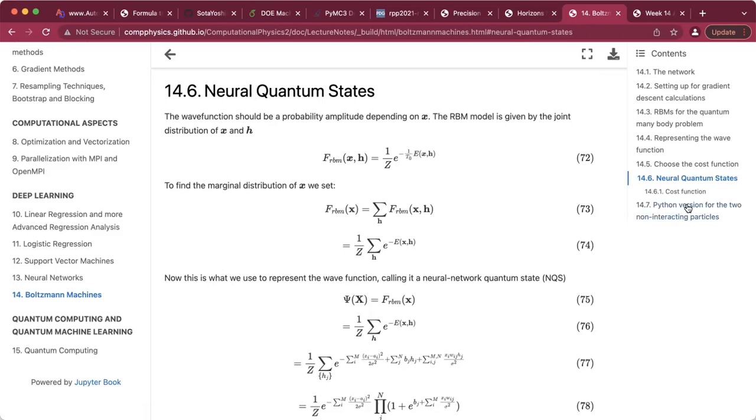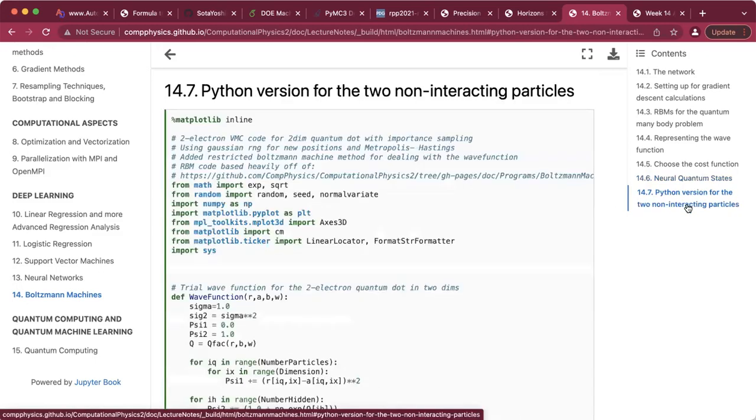And then take a look at the Python code here and go back to your project 1 and replace the trial wave function with the Boltzmann machine and try to run your code for 1, 2, perhaps even 10 particles and see how well this does in reproducing the exact energy which you have for the non-interacting case.